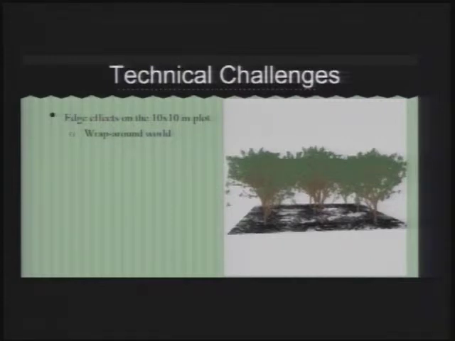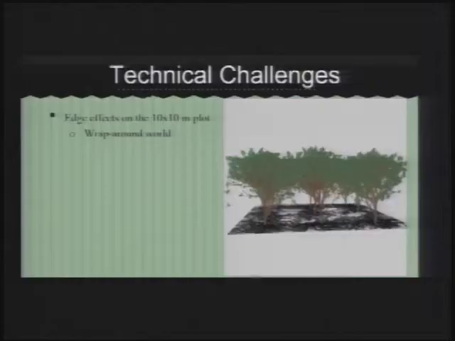We're going to talk about a few technical challenges that we ran into when coding for this. The first one is edge effects on the 10 by 10 meter plot. We didn't want, when a branch or a leaf approached the side of our world or our simulation, for there to be any weird effects because it doesn't have space to grow into, or there are weird light conditions. So what we did is we implemented a wraparound world using modular arithmetic.